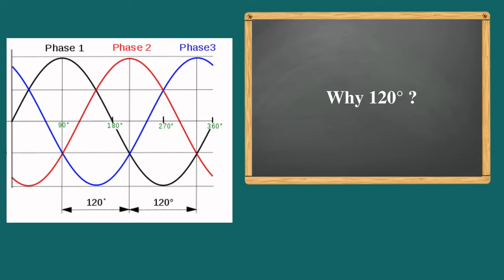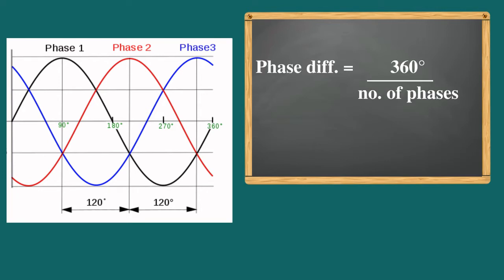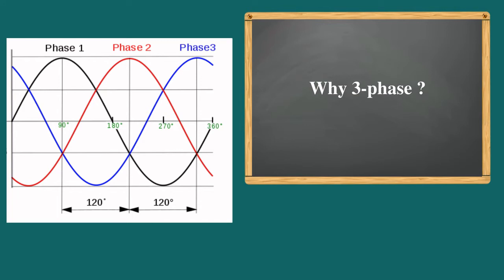Now the question is, why 120 degrees? So here is the answer. The phase difference between any two phases is equal to 360 upon the number of phases. Here we are using 3 phases, so the phase difference will be 360 upon 3, that is 120 degrees.